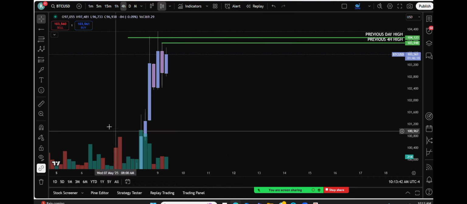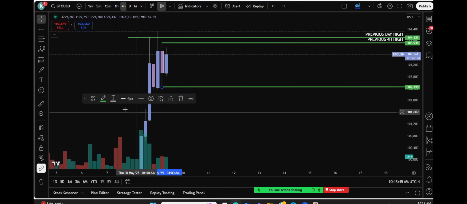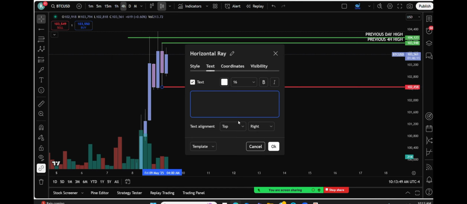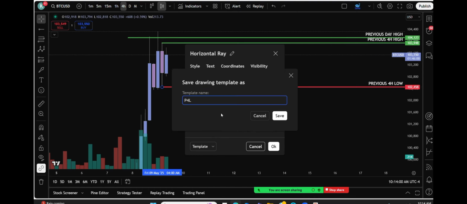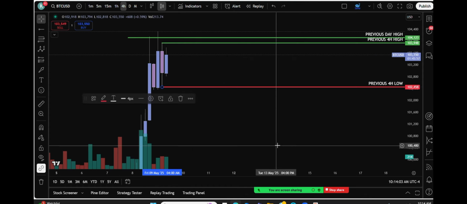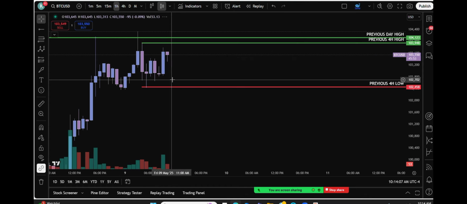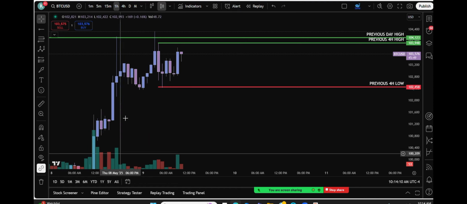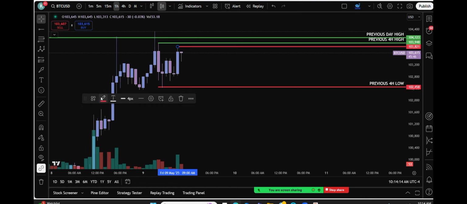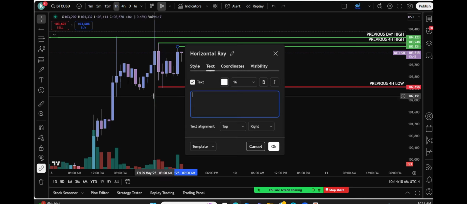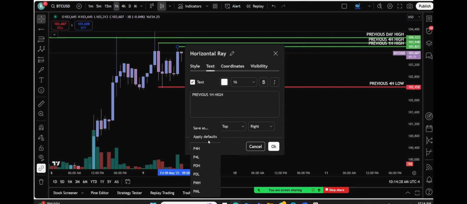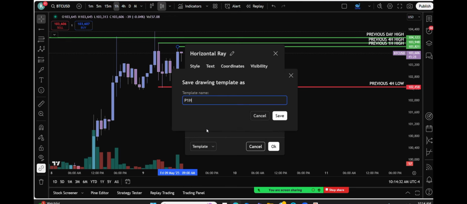Our pre-market low is also the same as the 4-hour low. We want that to be red also, to save in our template. Previous 4-hour low. Top right, save it. P4L. Cool. Now we go to the hour chart. It's the same thing. We find our last hour candle. We make it green. We want it to be previous 1 hour high. And it's simple. P1H. Hour.